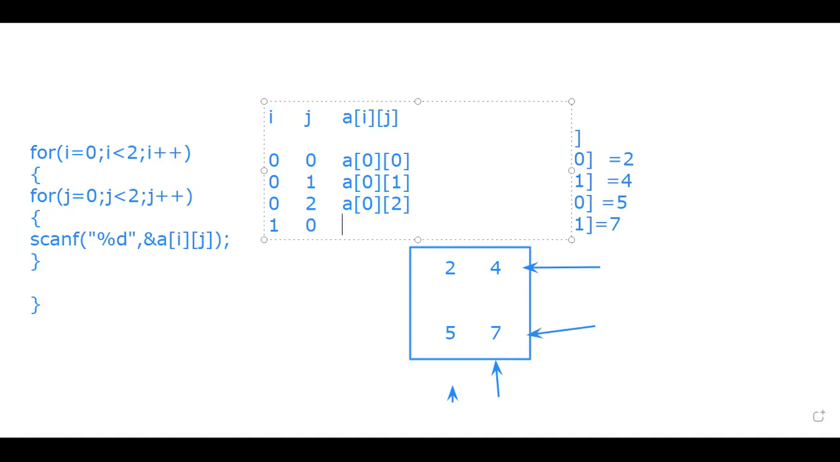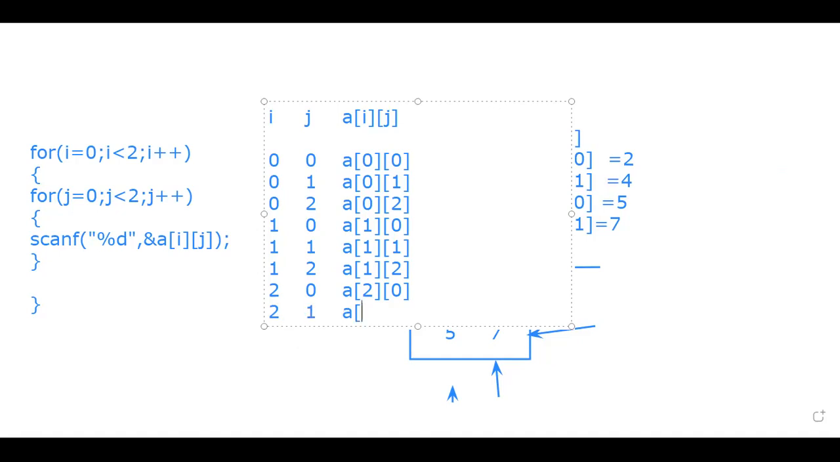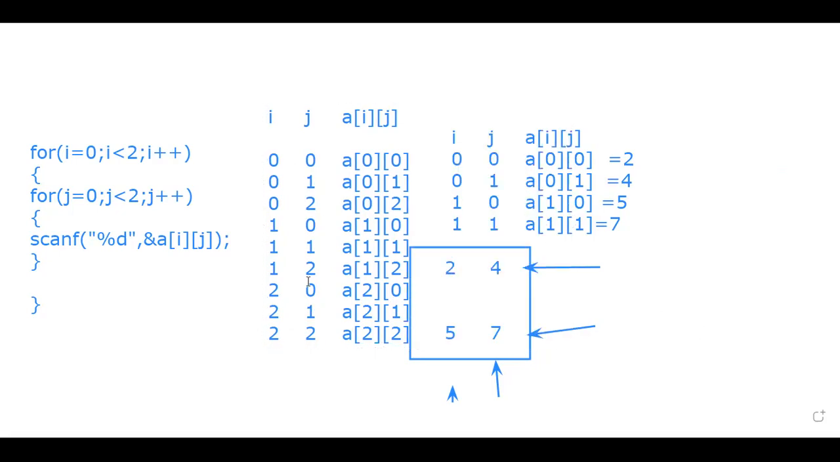Again, 1, 0, a of 1, 0. 1, 1, a of 1, 1. 1, 2, a of 1, 2. Next is completed. Now 2, 0, a of 2, 0. 2, 1, a of 2, 1. 2, 2, a of 2, 2. This is the position. Now you can see how many elements there are: 1, 2, 3, 4, 5, 6, 7, 8, 9.